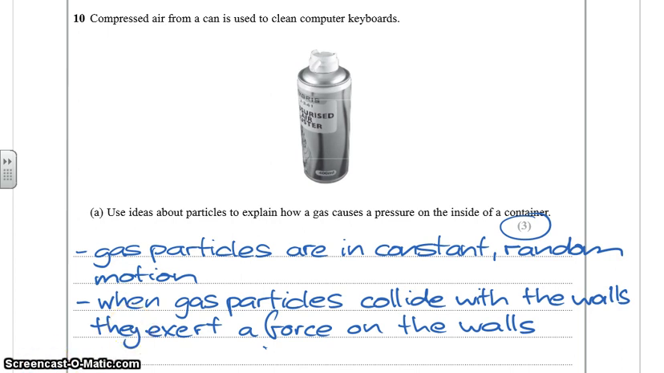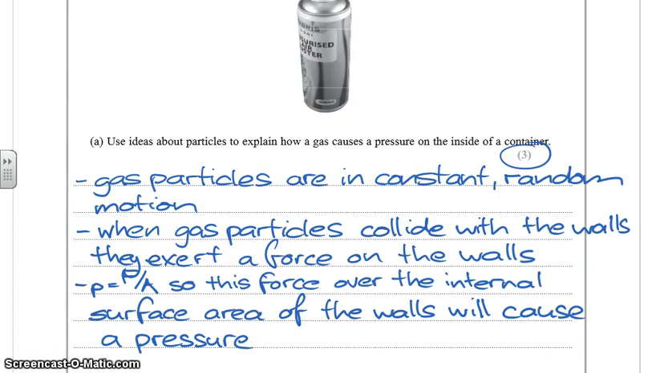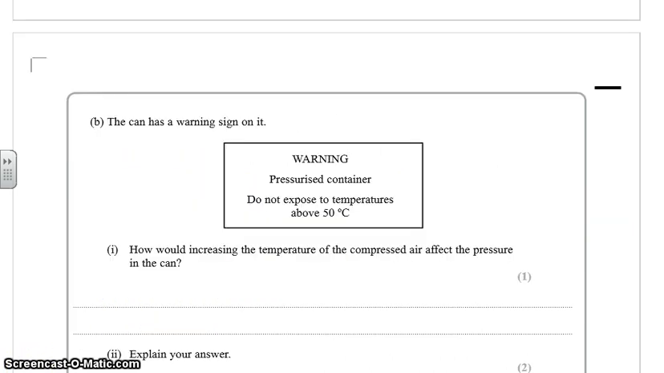And finally, because pressure equals force divided by area, this force of the colliding gas particles with the walls of the container, as these collide with the internal surface area of the walls, is going to result in a pressure on the walls. So how would increasing the temperature of the compressed gas affect the pressure in the can?